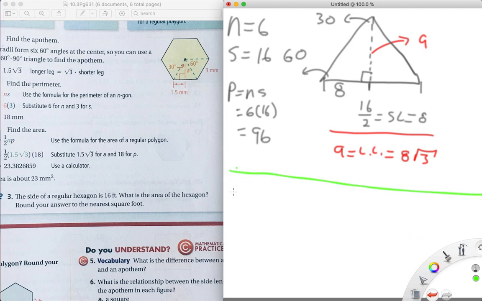So I have my perimeter, I have my apothem, so I know that the area of this regular polygon is 1/2 the apothem times the perimeter, which is 1/2 of 8 times the square root of 3 times 96.